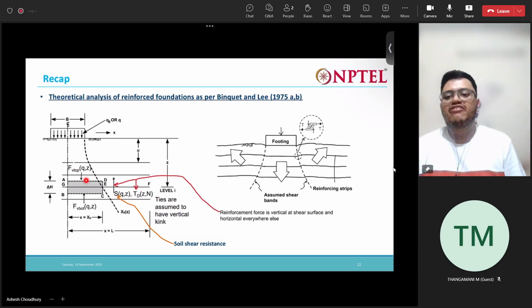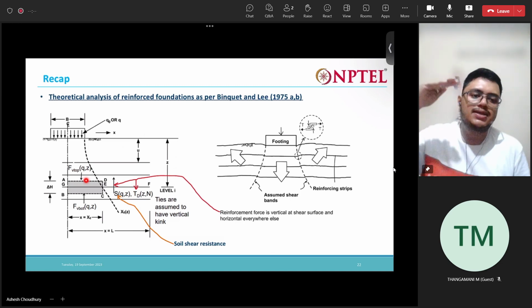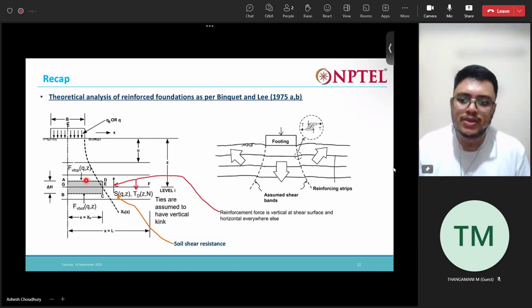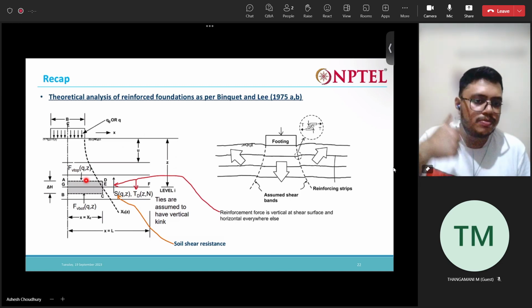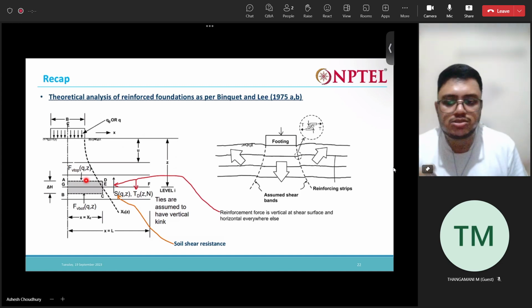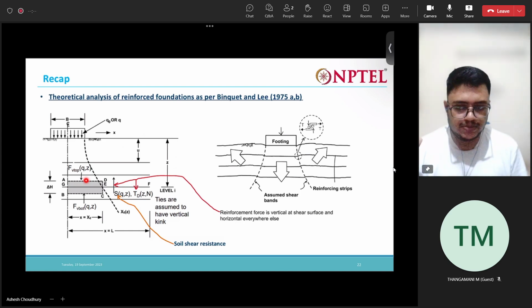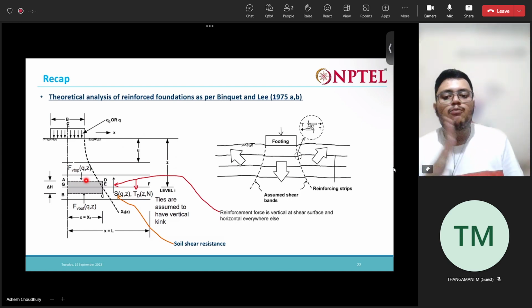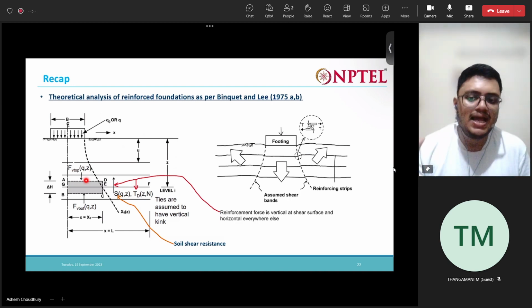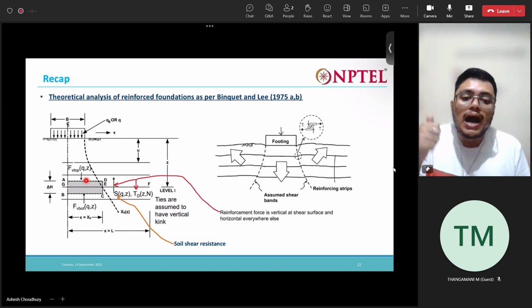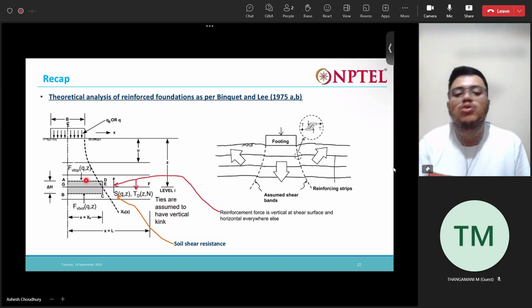Alright, so FB top is nothing but the pressure that is coming on the top of that layer. FB bottom is the bottom pressure that is acting on that soil. Then we have S. S is the upward soil resistance that is acting, and TD is the upward reinforcement force that is acting.